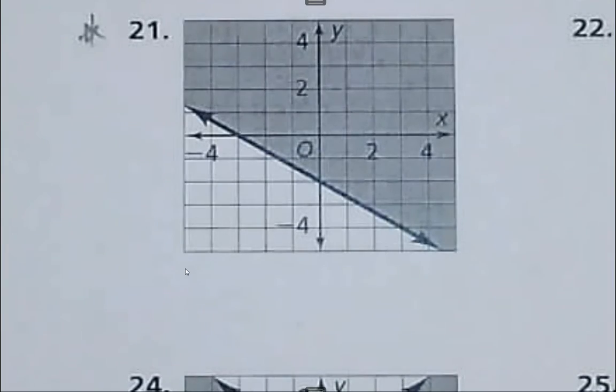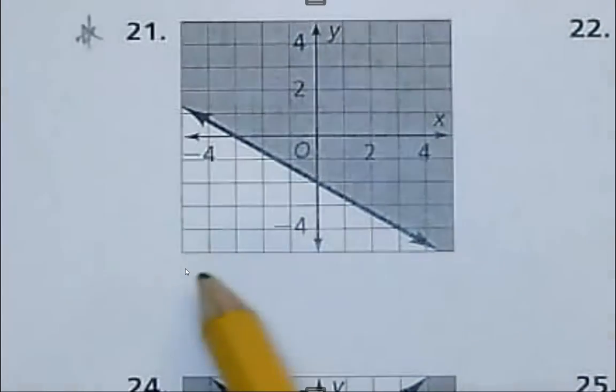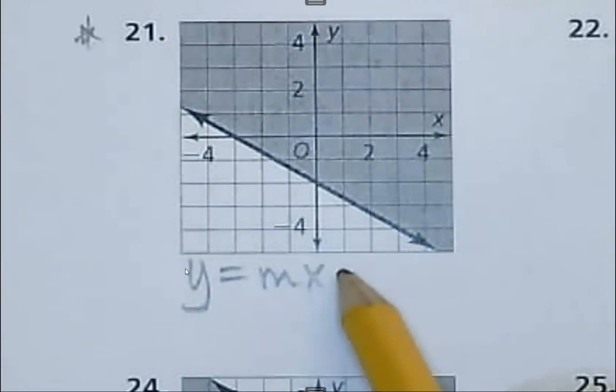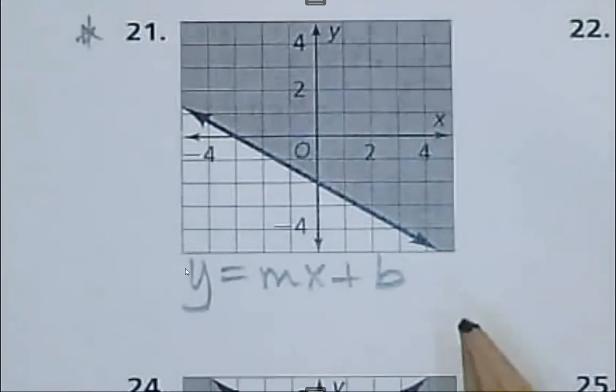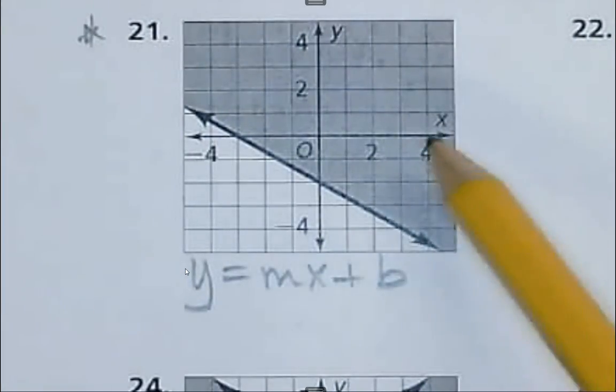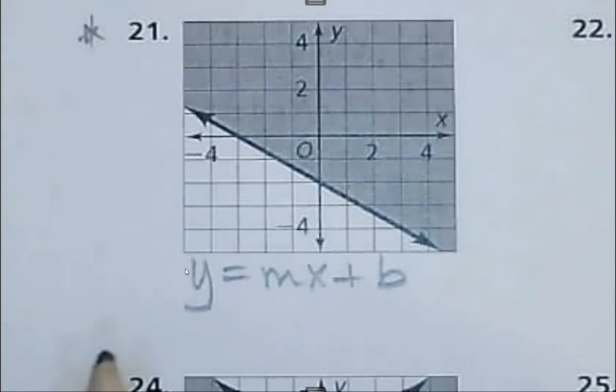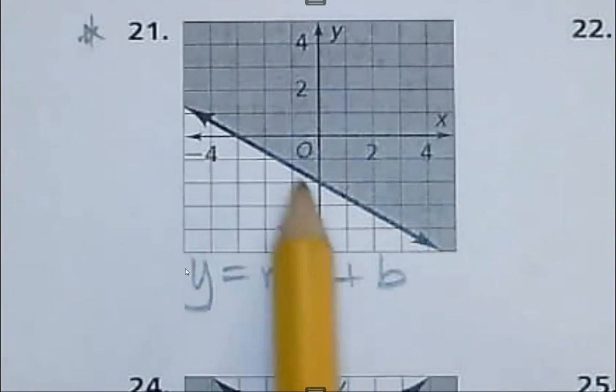So here's number 21. Now, first of all, just by looking at this, we can decide a couple of different things. One, this is a linear graph. So any linear graph, we know that it's going to have the format of y equals mx plus b. Now, because this is shaded in these directions like this, we know that this is actually an inequality. But again, we're going to think about it at least initially as just a plain old equation, okay? Another thing we can decide right off the bat is look at this solid line.